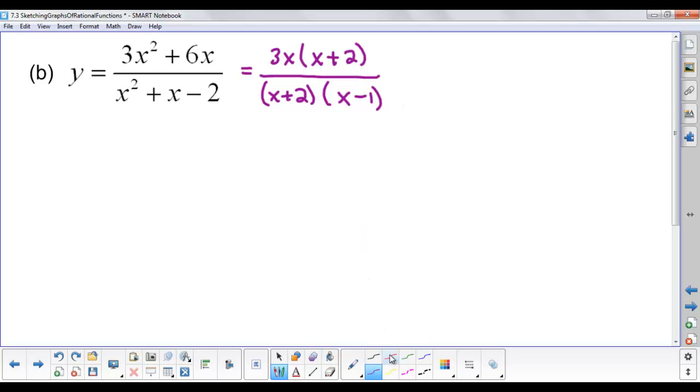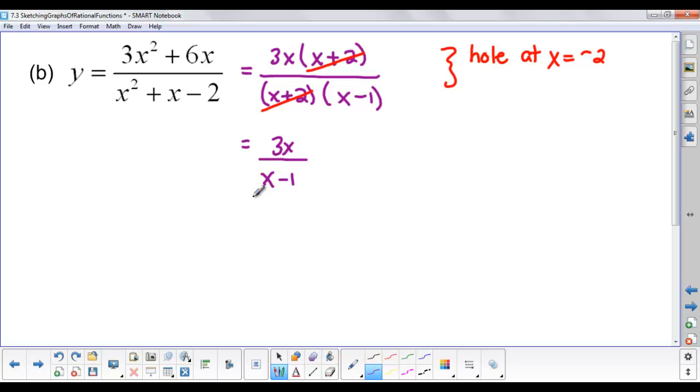Now I notice that we actually do have a common factor here of x plus 2. So keep that in the back of our head because we know that there's going to be a hole at x equals -2. Okay, so this actually simplifies to just 3x over x minus 1. This is what we'll use to find our x-intercepts, y-intercepts, and so on and so forth.